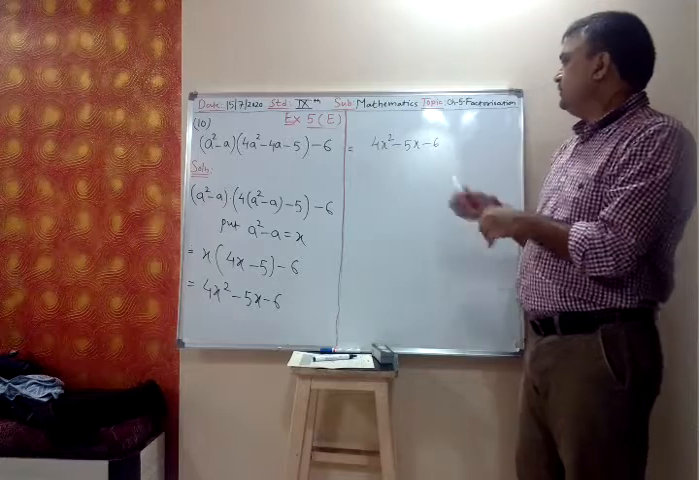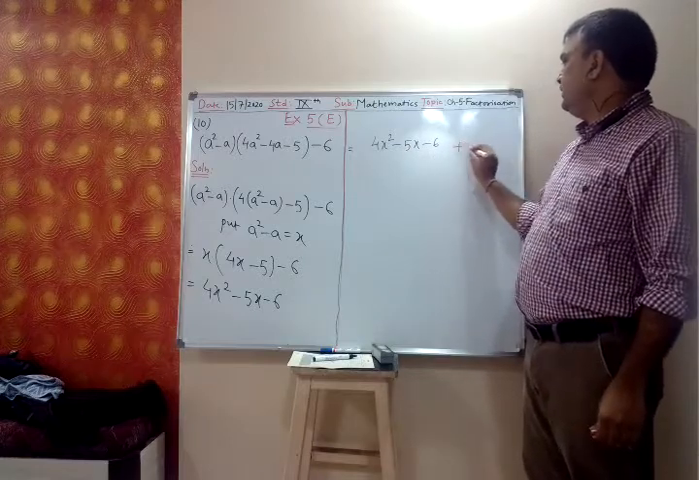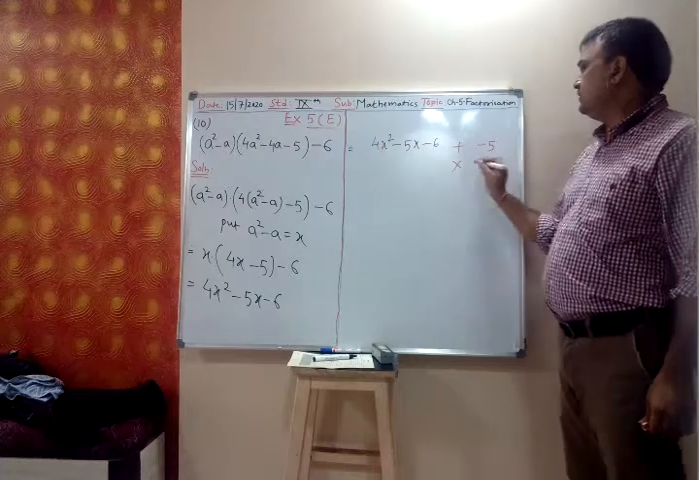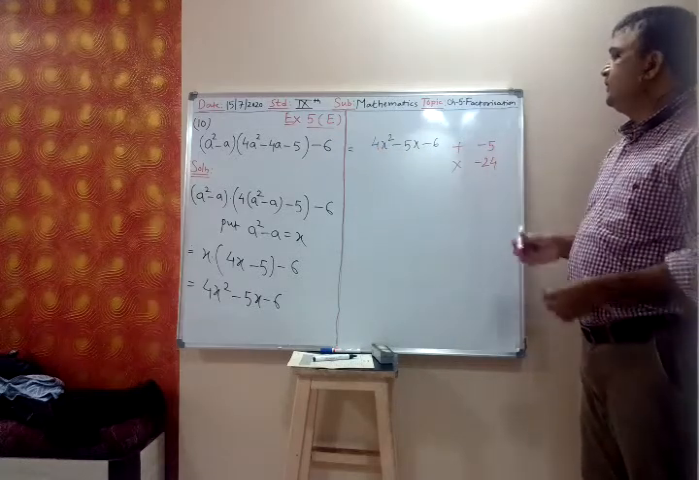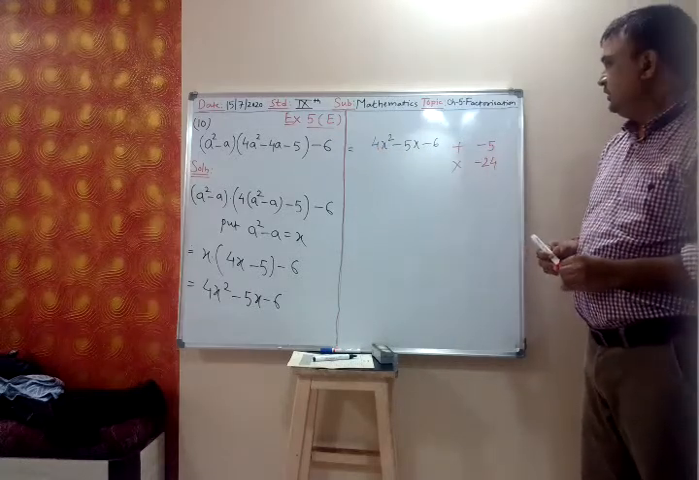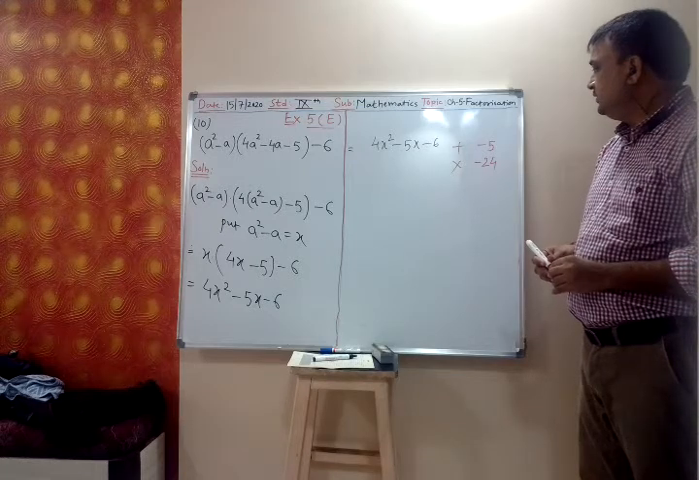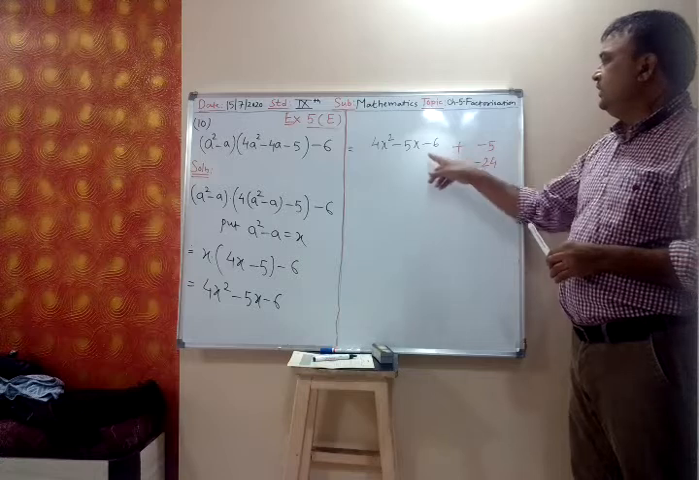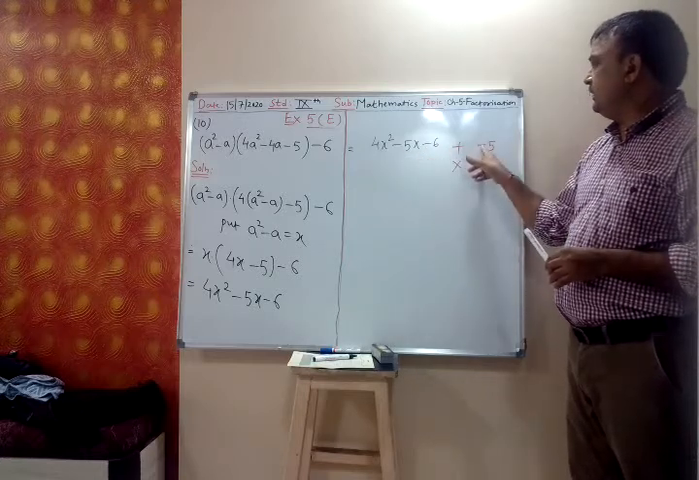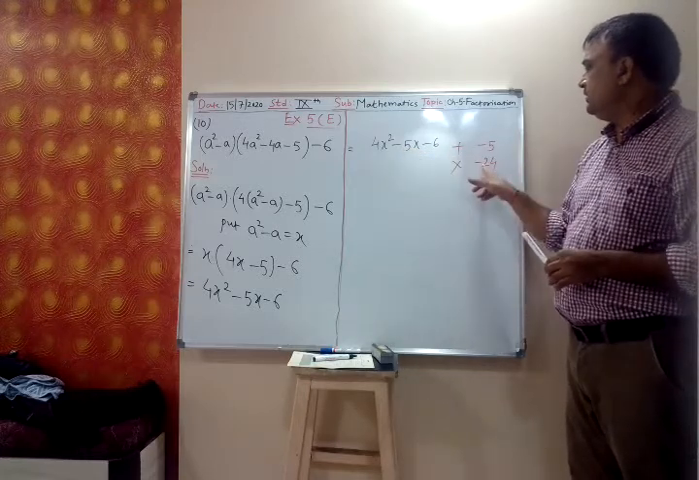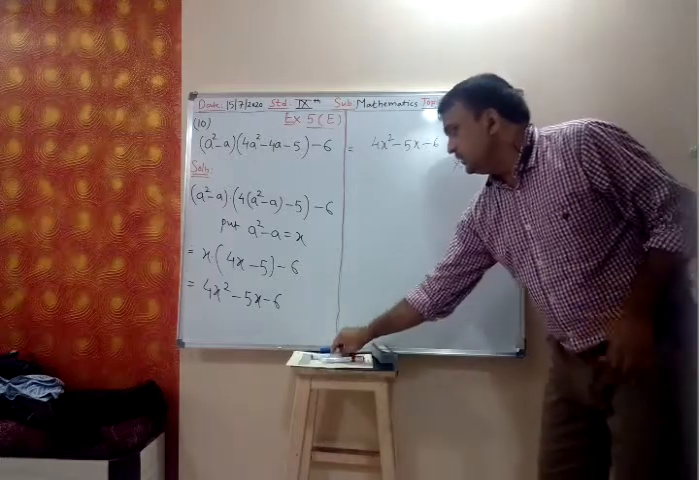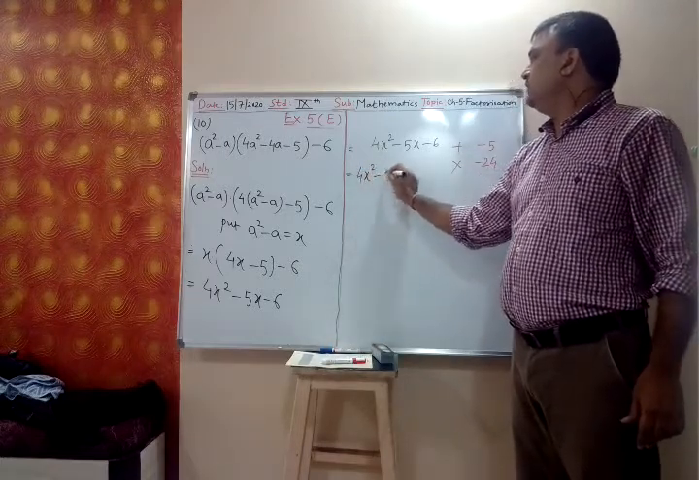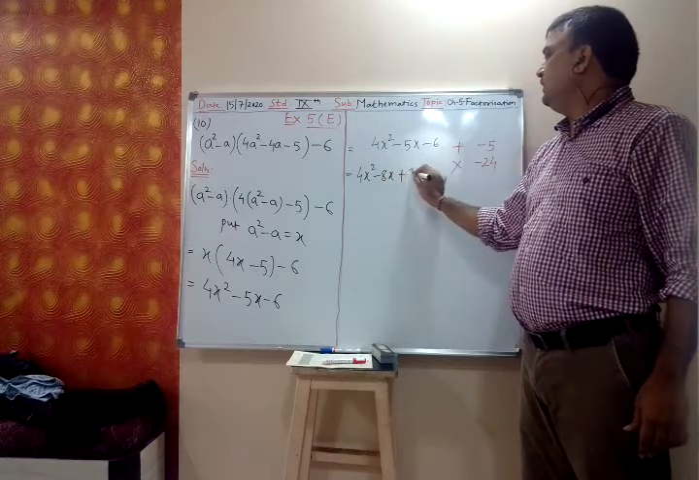So find two numbers whose sum is minus 5 and multiplication is 4 into minus 6, minus 24. No, minus 8 and 3. Minus 8 and 3. When you add minus 8 and 3, you will get minus 5. When you multiply minus 8 and 3, you will get minus 24. So this I will write as 4x square minus 8x plus 3x.